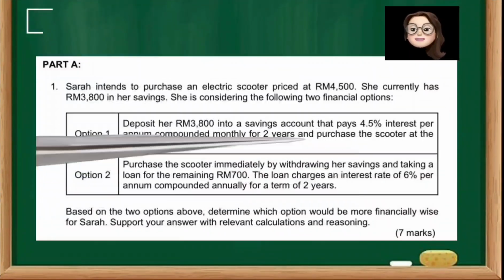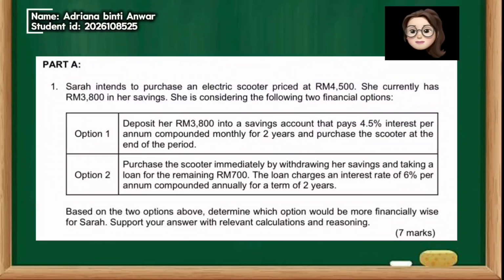Question A, Part A. Sarah intends to purchase an electronic scooter priced at 4,500. She currently has 3,800 inside her savings. She is considering the following two financial options. So we have option 1 and option 2.